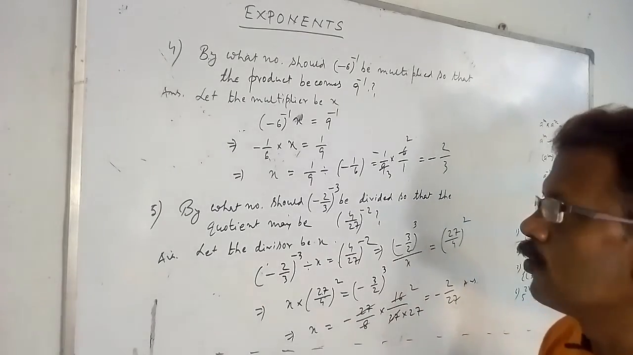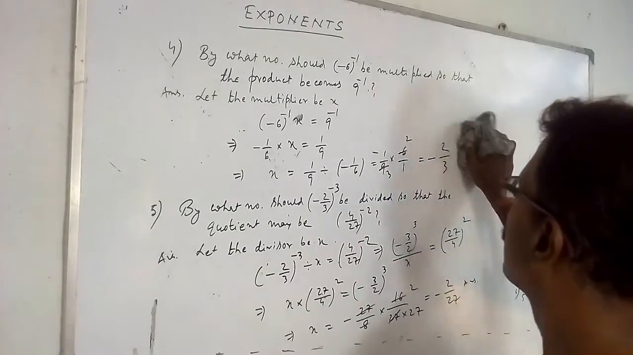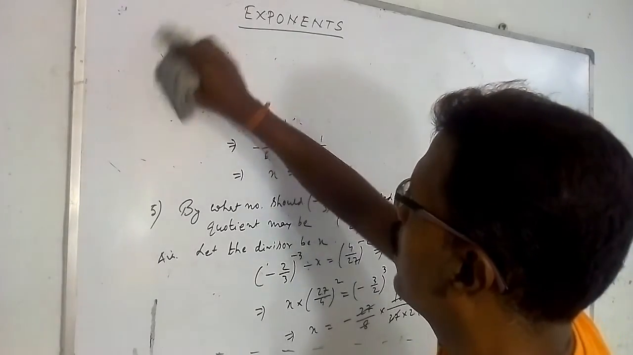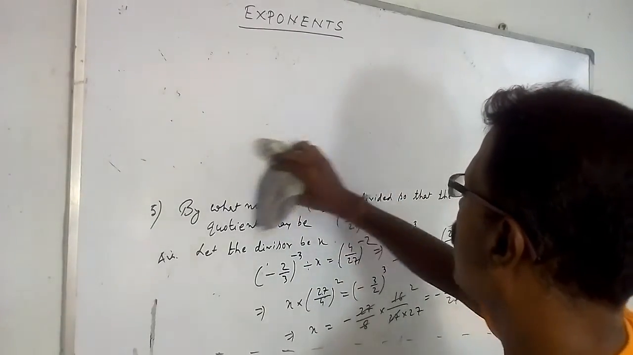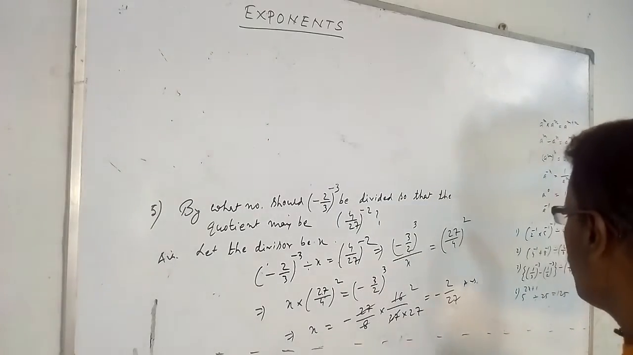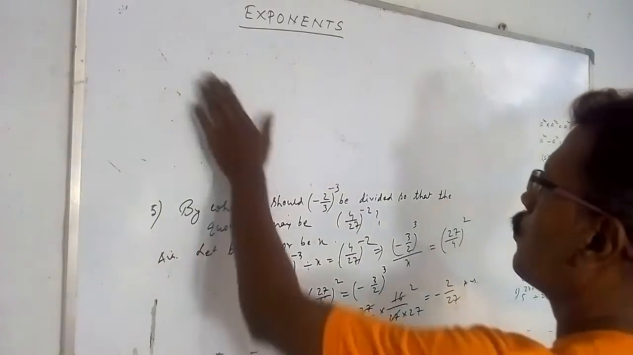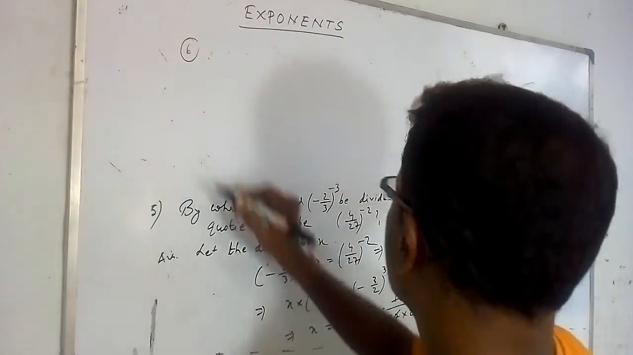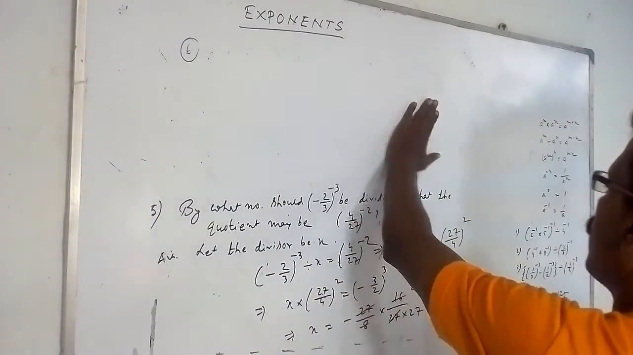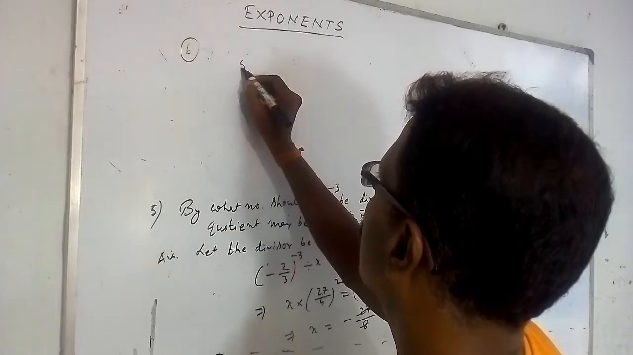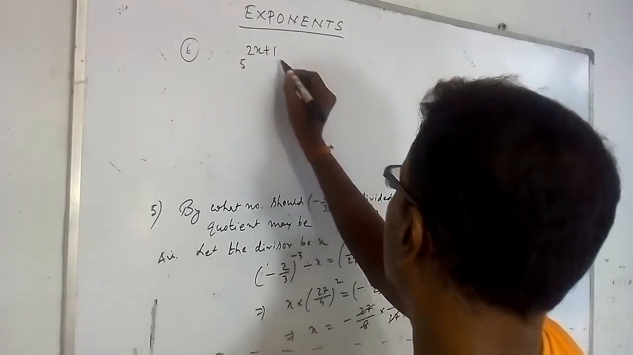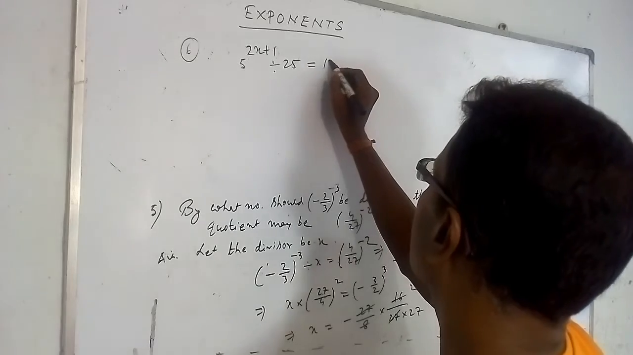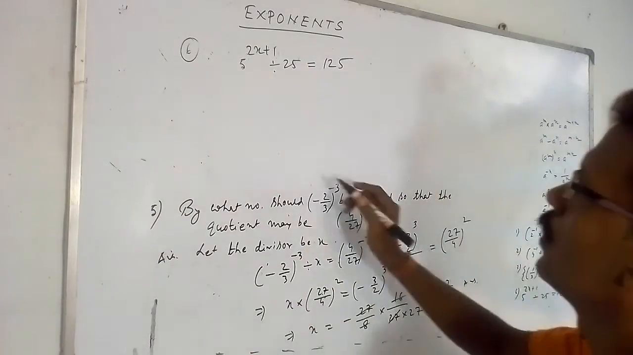Now proceed to the last sum of today, that is a solution. Now we have to learn how to find the value of x for a solution. The sum number is first 6. The sum is 5 to the power 2x plus 1, divided by 25, and at the right hand side it is 125.